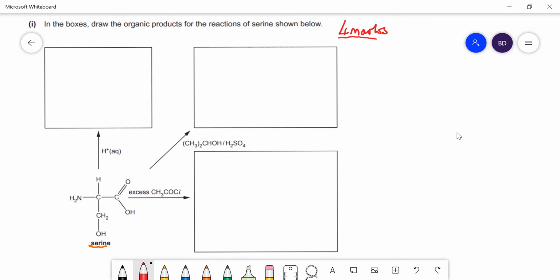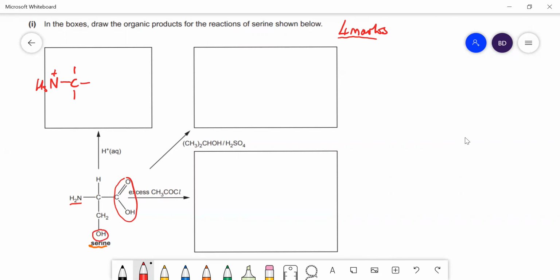Well, what's acid going to do? It's not going to touch the carboxylic acid group, but it is going to protonate the amine group. It's going to turn that into an NH3+. And the rest of the structure, I won't draw all the structure, save time, the rest of it's going to be the same. And don't think that it's going to protonate the OH, because it won't do anything to that. It's just the NH2. That's the only basic group there.